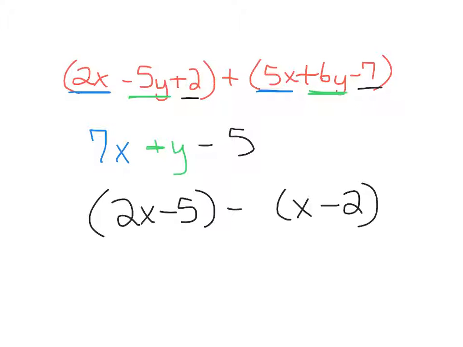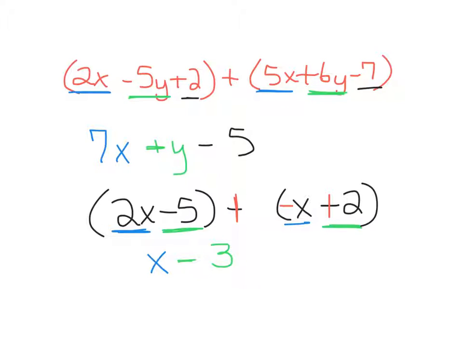My recommendation when you see two polynomials being subtracted is to change the subtraction sign in between to a plus sign, and then make all of the signs in the second parenthesis opposite. And now just treat it as if it's an addition problem. Add the x's. 2x plus negative 1x is just x, and negative 5 plus 2 is negative 3. So that's how you'll do the subtraction. So you'll have one of each.